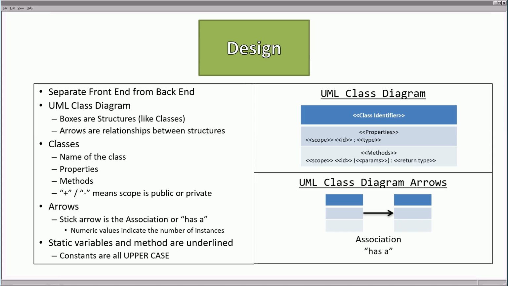Now you also have arrows to indicate the relationship between these classes. Whenever you have an arrow like this, and we're going to refer to this as the stick arrow, this is called an association, or the has a relationship. Whenever you see this, you usually have some sort of numeric value that indicates the number of instances of that class. So the way to think about this is this class has instances of that class. Now, in addition to all of that, static variables and methods are underlined, and you can always tell a constant because the identifier is uppercased.